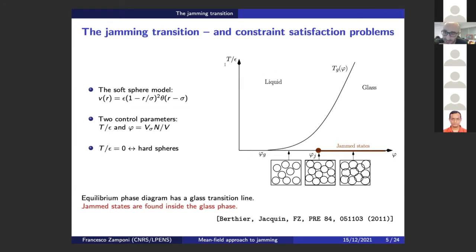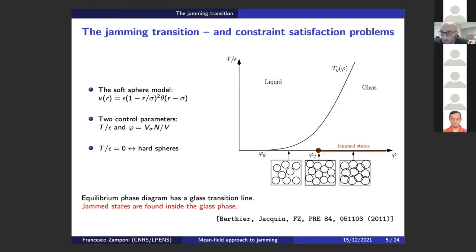And okay, so if you are at high temperature and low density, you get a liquid. If you cool it down, or if you compactify, then you get a glass. And this is what was described by Shri in the previous talk. You have a line of phase transition between liquid and glass.